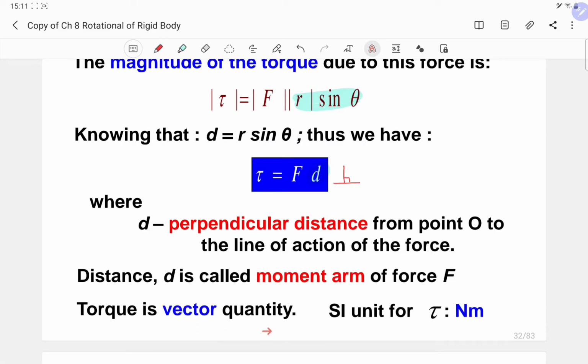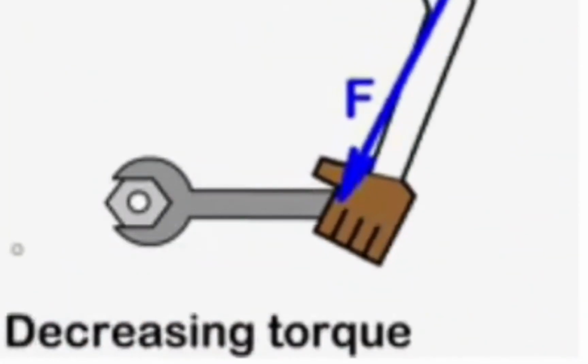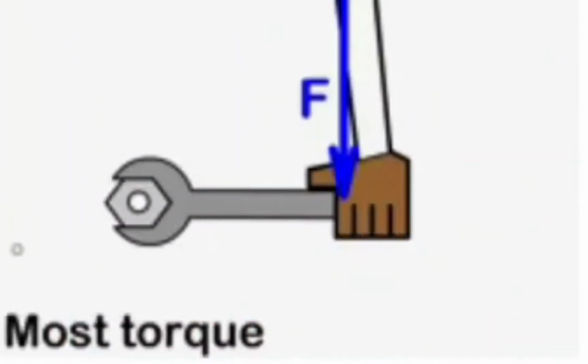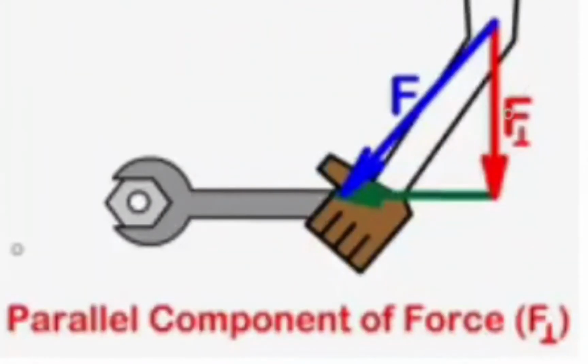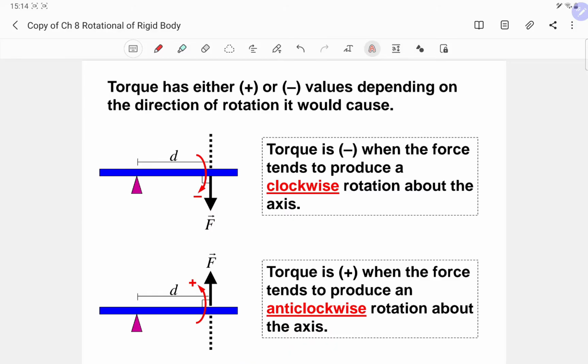So torque is a vector quantity. And the unit for torque is Newton meter: Newton from F and meter from D. Refer to the animation. The maximum torque is when F is perpendicular to D, which is the moment arm, and the value will decrease until F becomes parallel with D. So sin 0 equals 0. The sign convention for torque can either be positive or negative, depending on the direction of rotation.